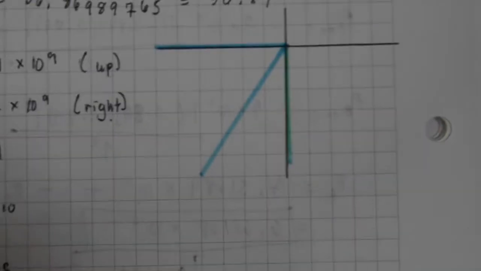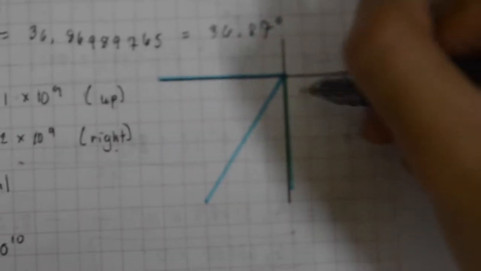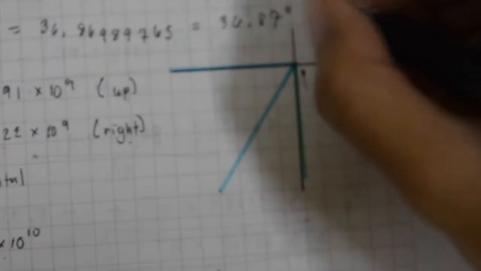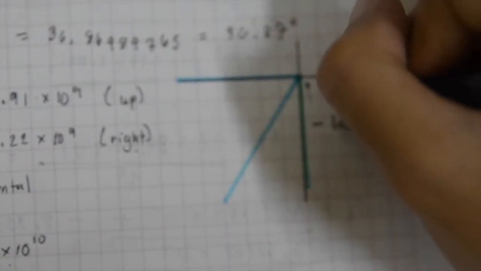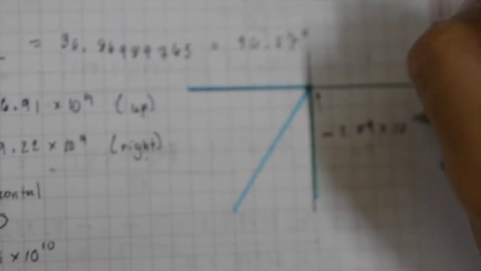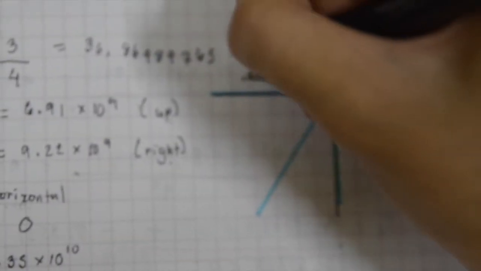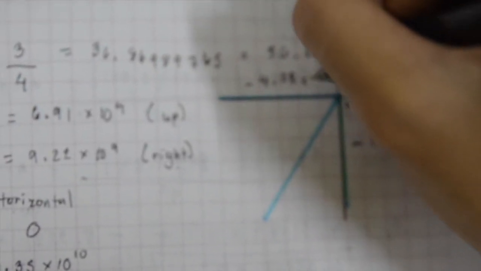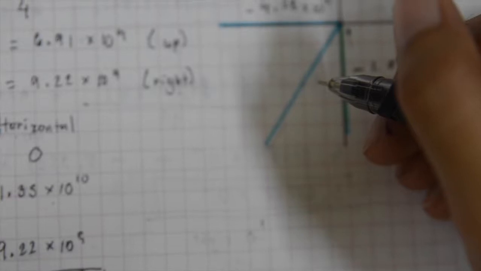So if we draw that on a Cartesian plane, we will get this. This is the vertical value which we computed, 1.09 times 10 to the 9th. Well, this one is the negative 4.28 times 10 to the 9th. So what we just computed will be the middle value between them.